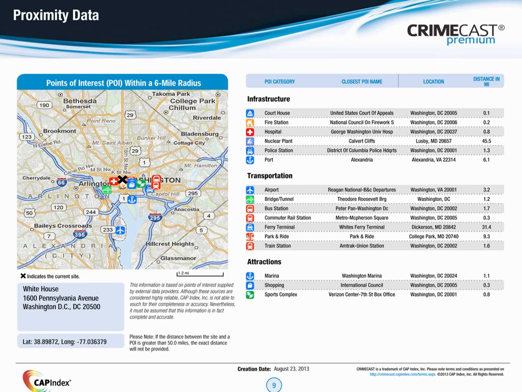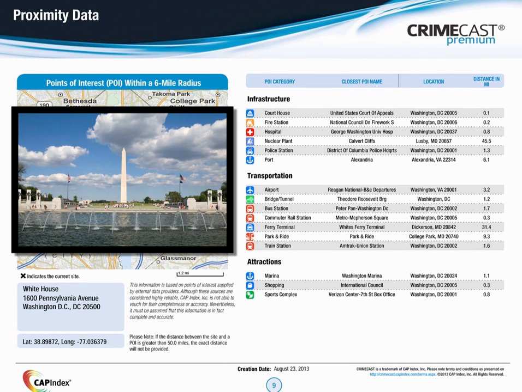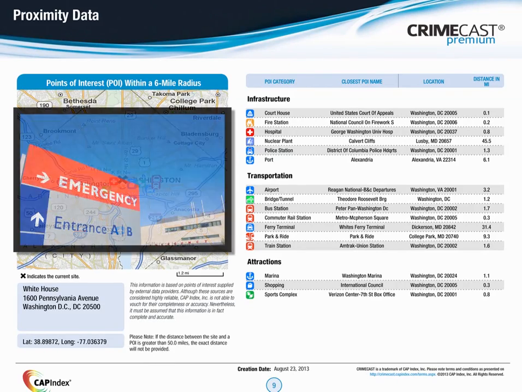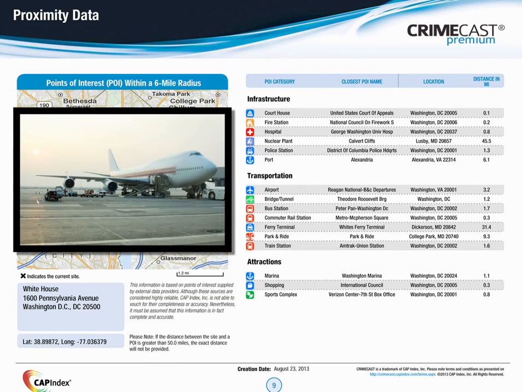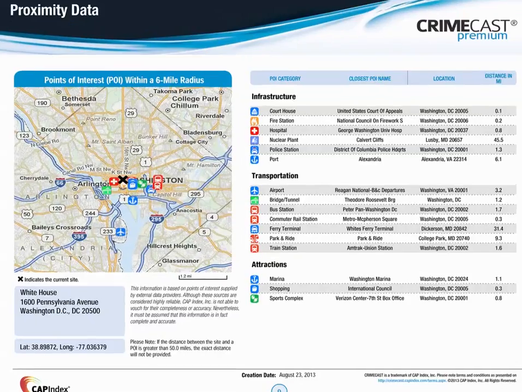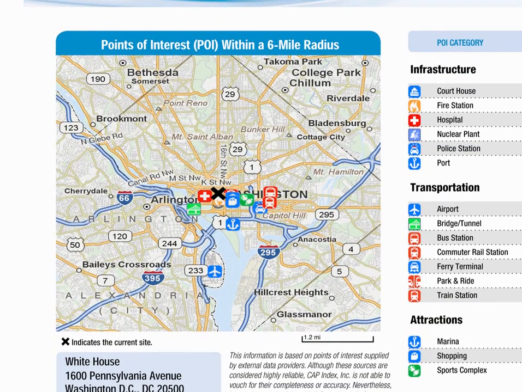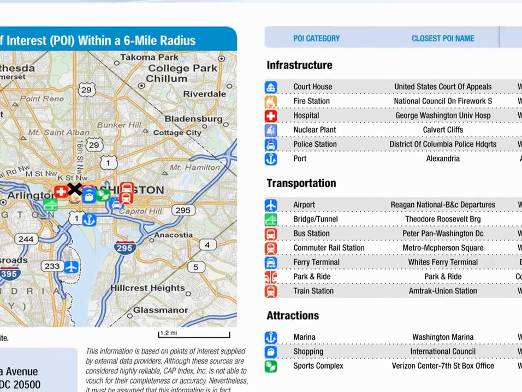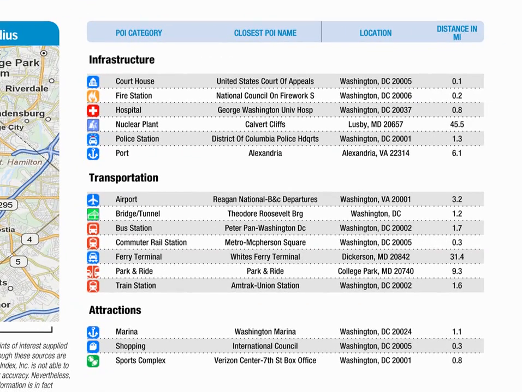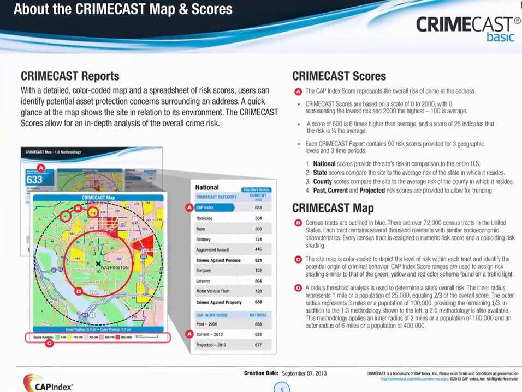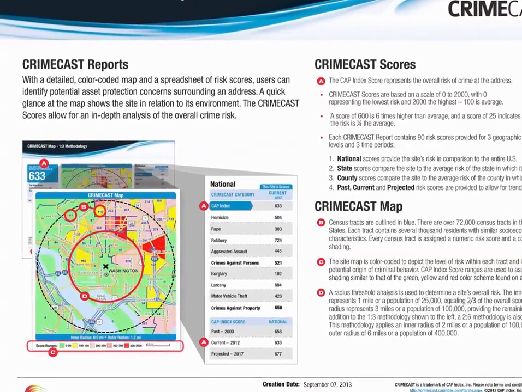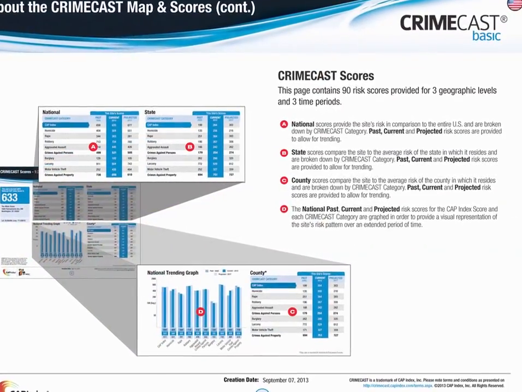Finally, our premium report also includes proximity data for significant points of interest in the region surrounding your selected location. These include infrastructure and transportation assets as well as other attractions. If a point of interest is within a 6-mile radius of the site, it will be shown on the proximity data map. If the nearest point of interest in a particular category is beyond the 6-mile radius, it will not appear on the map, but will still be listed in the accompanying table. Again, the final pages of the basic and premium reports provide information on how to read the maps and tables.